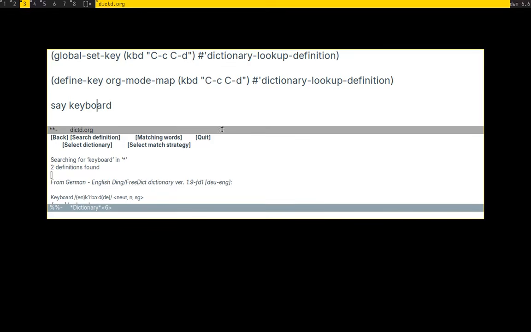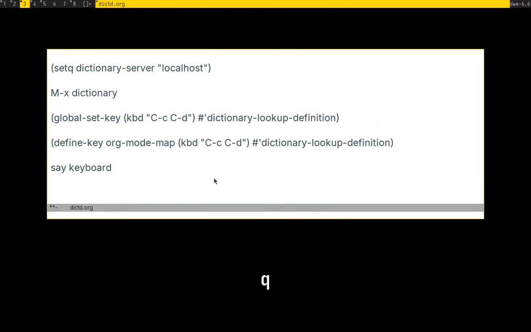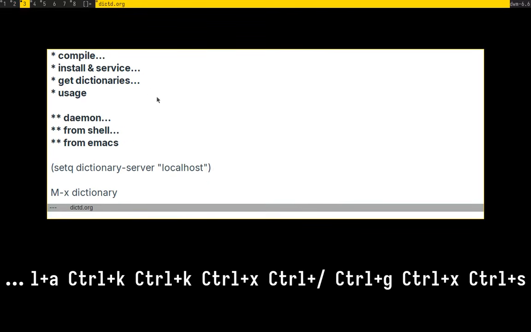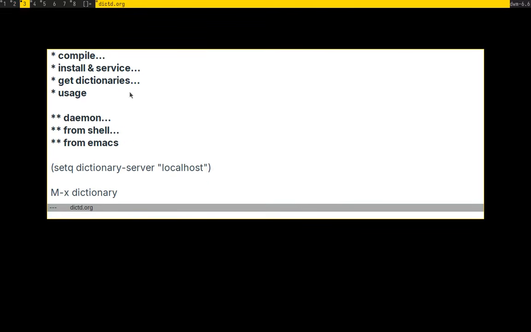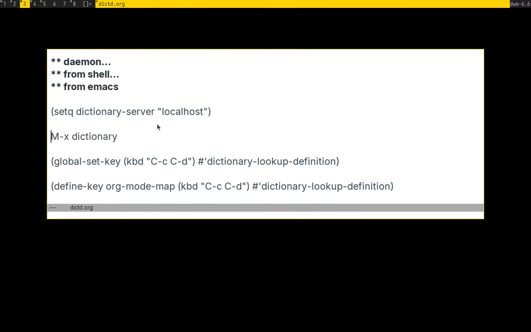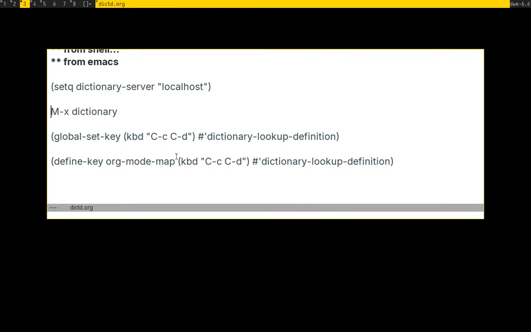So yeah, I think that was pretty much all I wanted to say. So I showed you how to compile it, how to set up a daemon, how to actually get dictionaries, and how to use it, how to use the daemon, how to use the dict client from the shell and also from within Emacs. So yeah, I think that was pretty much it.